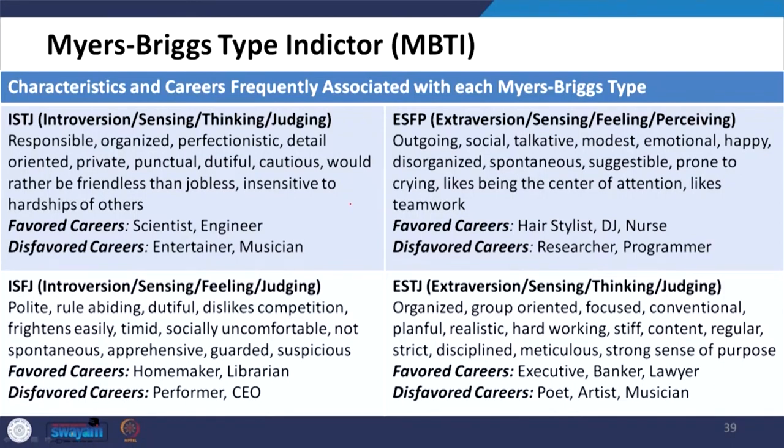After ISTJ, I would like to take ESTJ, because it is extroversion, sensing, thinking, and judging. It is organized, group oriented, focused, conventional, planful, realistic, hardworking, stiff, regular, strict, disciplined, meticulous, with a strong sense of purpose. Because sensing, thinking, and judging is common, the only difference is introvert and extrovert.